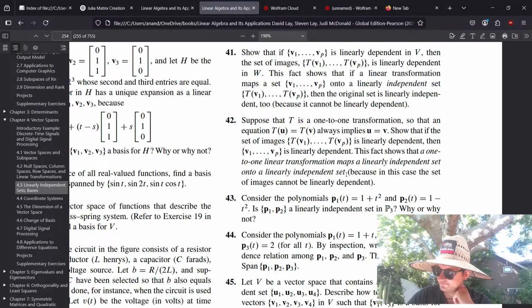So suppose T is 1-to-1. Prove if the set T of Vi is dependent, then the original set Vi is dependent.